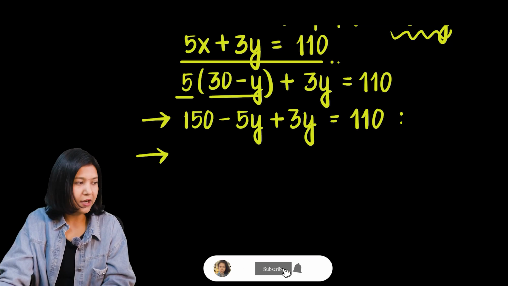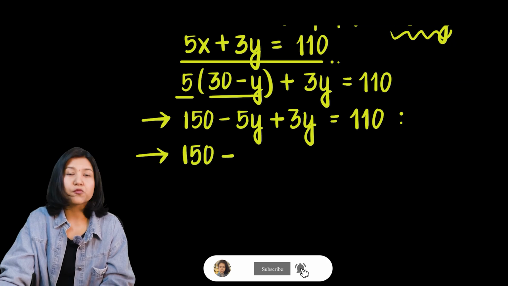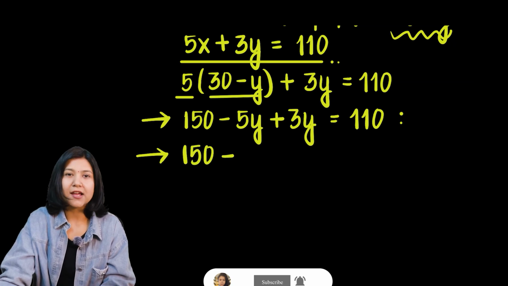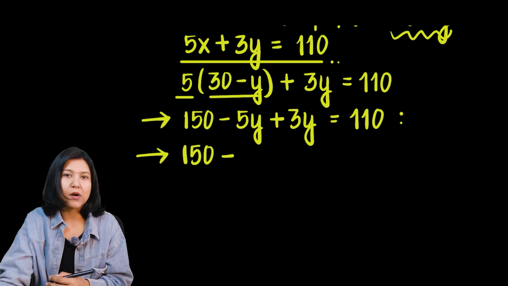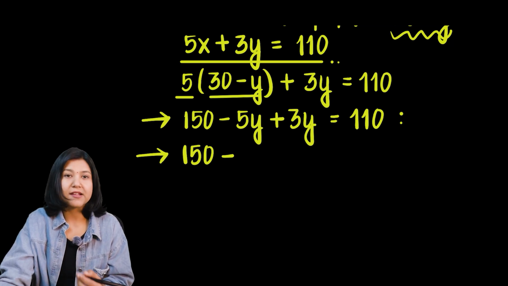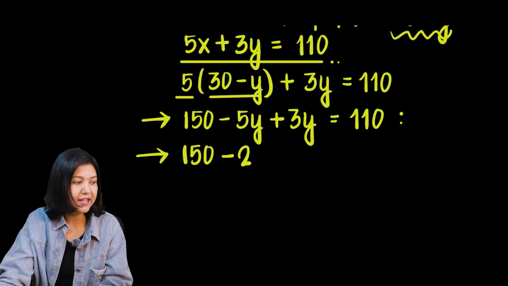How will you do it? 150 minus 5y plus 3y is the same as solving for minus 5 plus 3 and then plugging in that y as it is. So minus 5 plus 3 is minus 2. So I'll write that as 150 minus 2y equals 110.